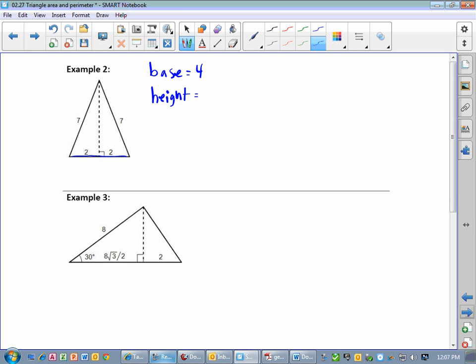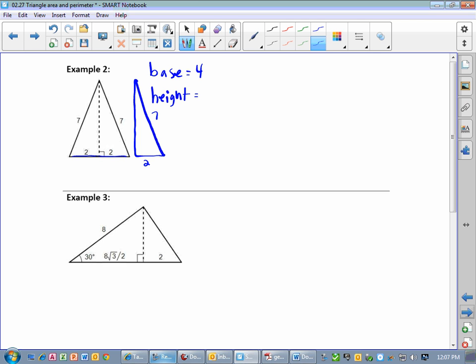It's unknown. So we want to look at it and say, well, what do we know that we can use to find the height? We've got two sides of a right triangle. Everybody see the small right triangle here? I've got this right triangle. I know this side is 2. I know this side is 7. And so, Pythagorean theorem.